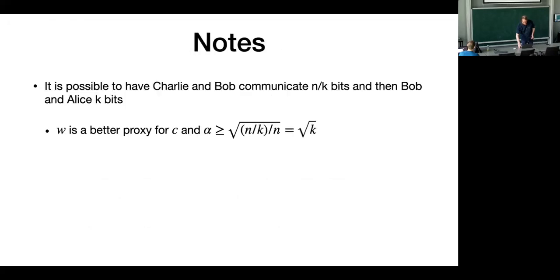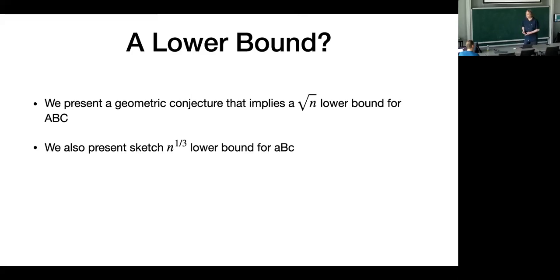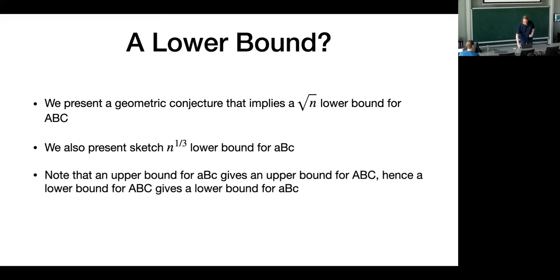And okay, I'm basically just going to describe a geometric conjecture that would imply a square root n lower bound for the same problem, which is probably hard. I won't have time to give this lower bound for this little ABC problem. We have an n to the 1/3 lower bound for that, but we have no lower bound for the big ABC problem.